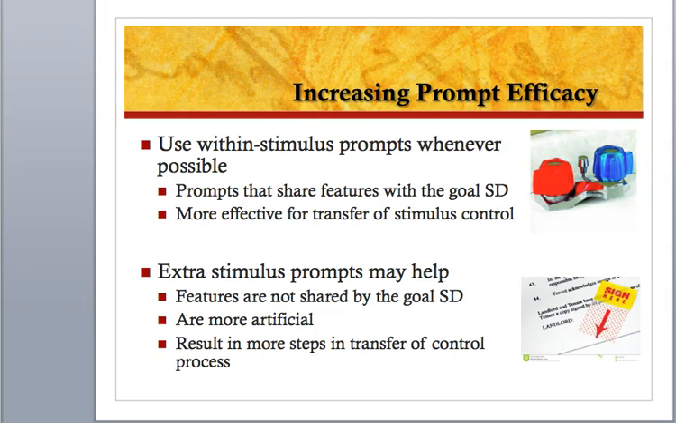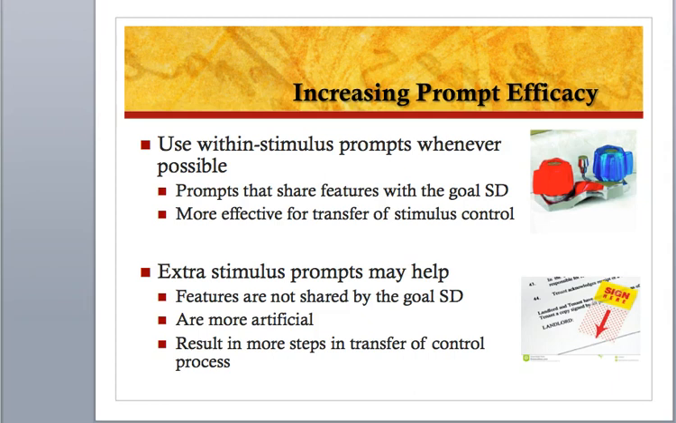One is to use within stimulus prompts. So we use a within stimulus prompt whenever we can, because the prompts actually share features with the goal stimulus. So, for example, here on the right-hand side, there's a picture of a sink faucet, and we have caps that go over the hot and cold, and they're color-coded. And slowly, these might be removed or reduced, and you can also get caps for the top of the faucet that are red and blue, or they might be red and blue letters like hot and cold. And so you slowly can move back to the natural contingencies.